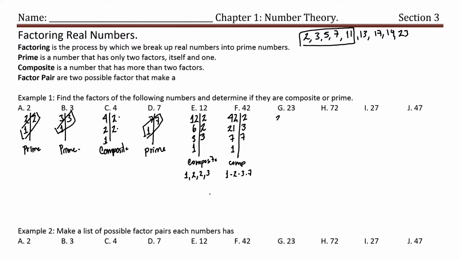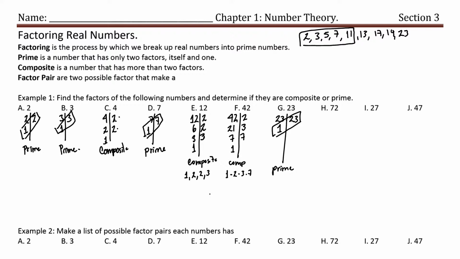Now 23 cannot be divided by 2, cannot be divided by 3, cannot be divided by 5, cannot be divided by 7, cannot be divided by 11, cannot be divided by 13, cannot be divided by 17, cannot be divided by 19, but it can be divided by 23, which is simply itself. When we do so, we get 23 and 1, which makes 23 one of the bigger prime numbers.